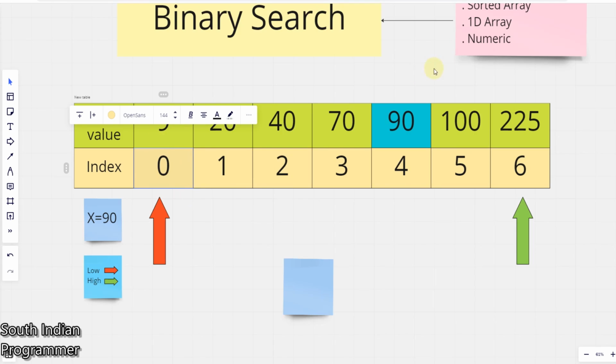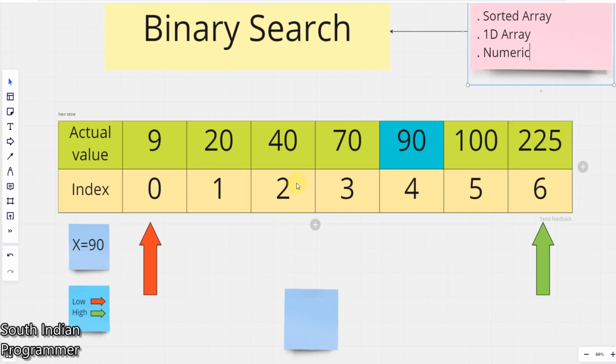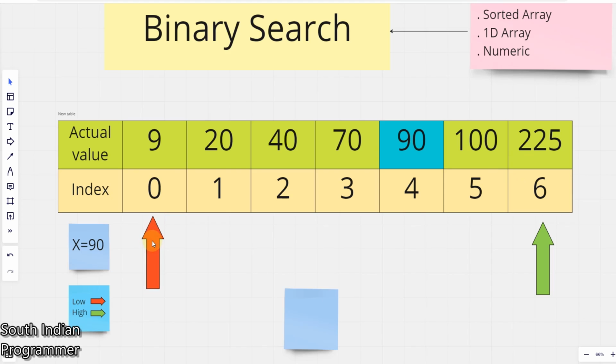I'm reminding you again and again, it should be a sorted array. If it is not sorted, it will not work. So it must be sorted beforehand. This one is already sorted, that I can guarantee. The input is a sorted array. And for the index, I'm keeping the first index and the last index. I know the last index is nothing but the size minus 1.